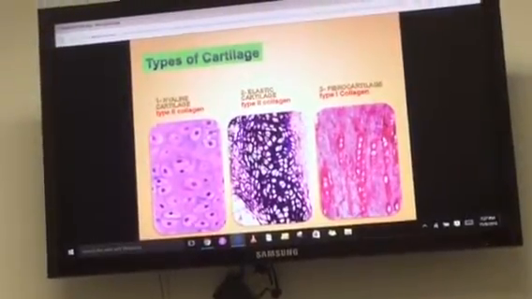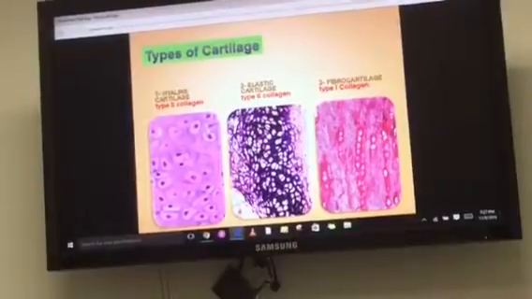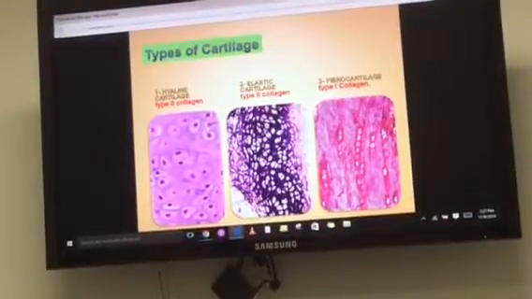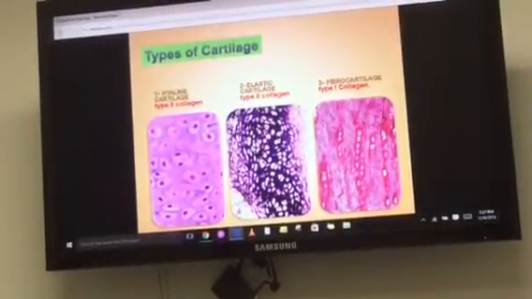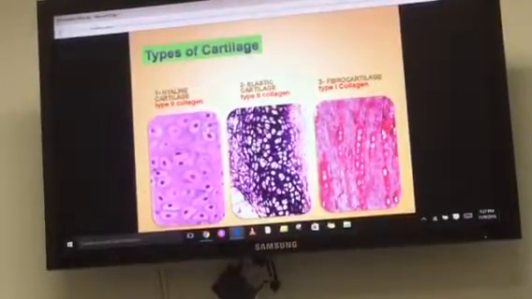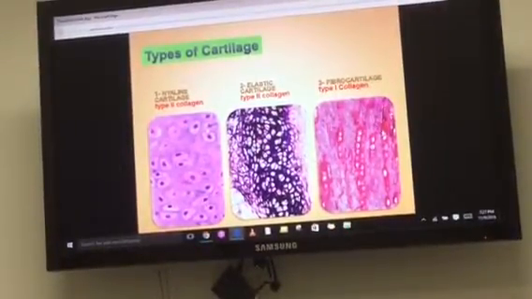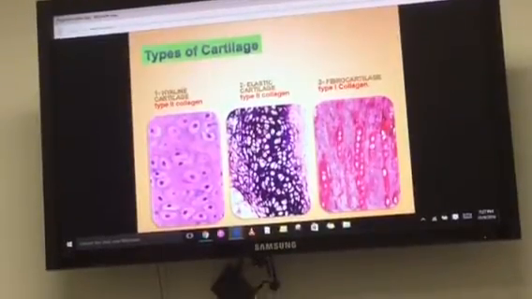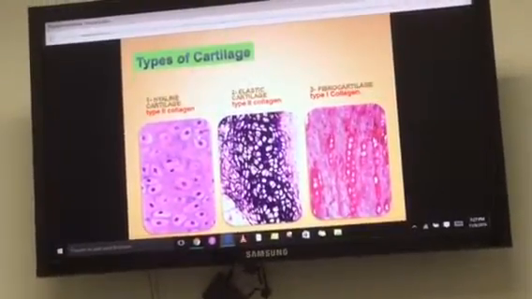And so there are three types of cartilage: hyaline cartilage, elastic cartilage, and fibrocartilage. Hyaline cartilage is type 2 collagen. Elastic cartilage is type 2 collagen also, and then fibrocartilage is type 1 collagen.